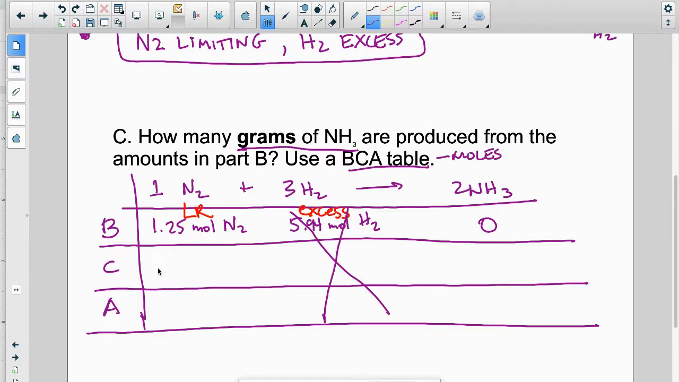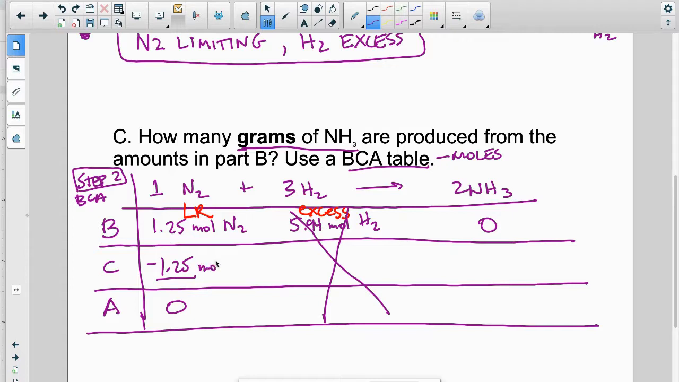So first of all, for our BCA table, by the way, this is step 2 in our mass problems, the BCA table. Our limiting reactant, just as always, we just get rid of it, get 0. Okay, so that's easy to deal with. But the important part is this change from the limiting reactant, right?